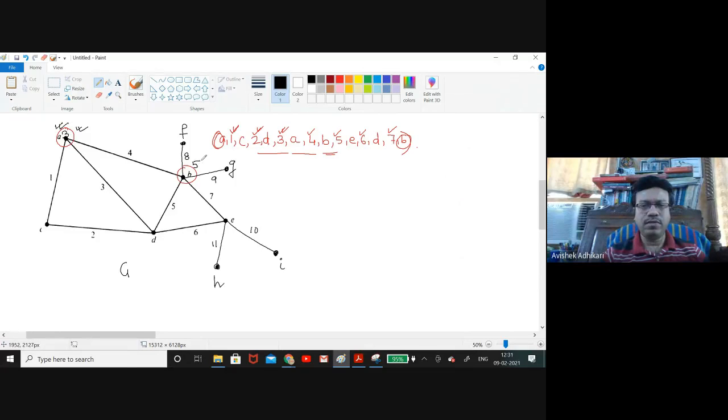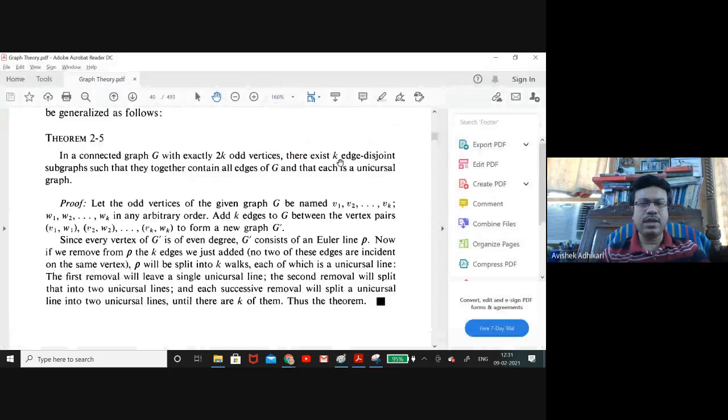So this is an odd degree vertex, this is an odd degree vertex, this is an odd degree vertex, this is odd degree, this is odd degree. So how many? 1, 2, 3, 4, 5, 6. Okay, so there are 6 odd degree vertices. That means 2 into 3, 6. So it is a connected graph with exactly 2k odd vertices, and here k is 3.